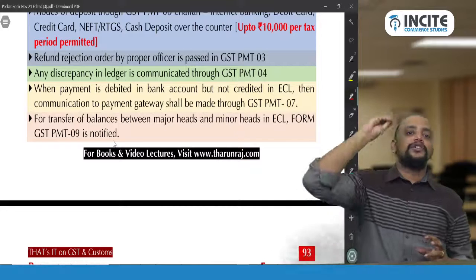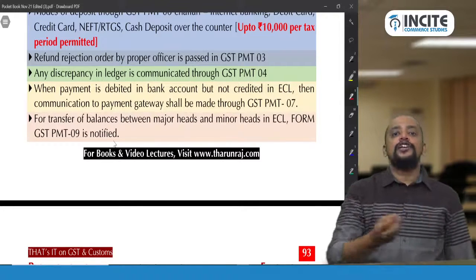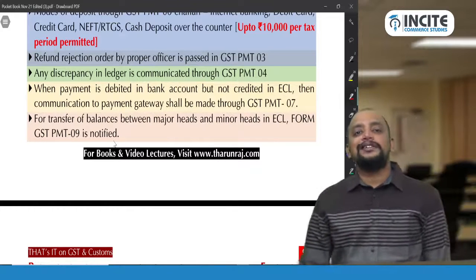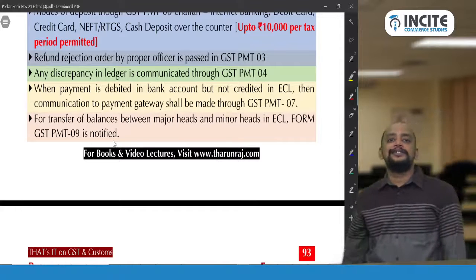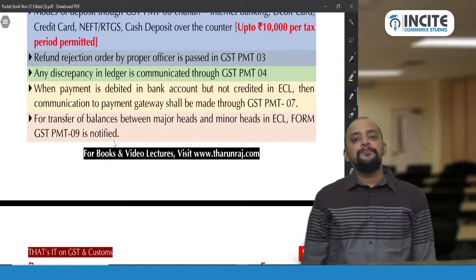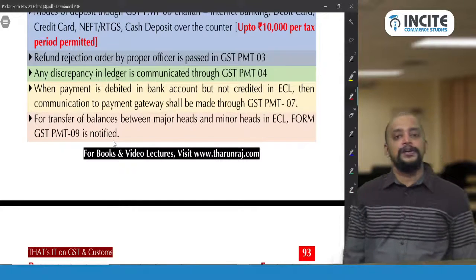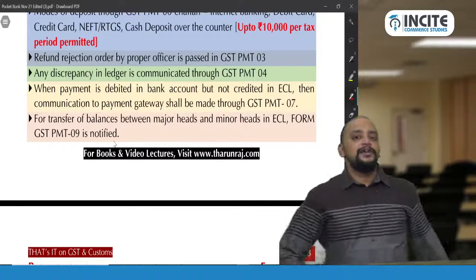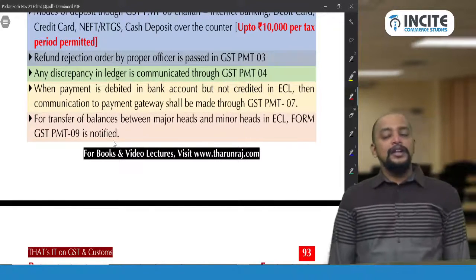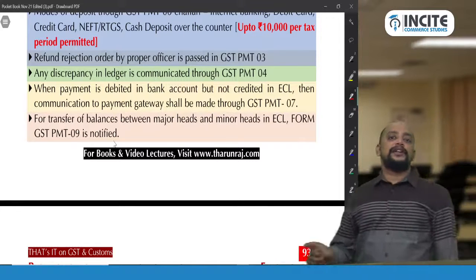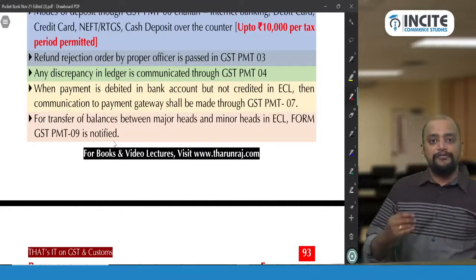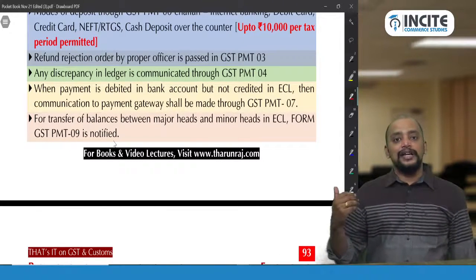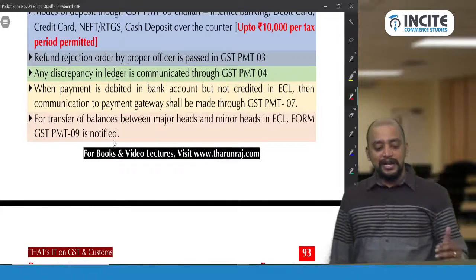Whichever cell you want to pay, accordingly you need to make the deposit into the respective cell. Say for example, instead of IGST 20,000, you deposited CGST 10,000 and SGST 10,000 rupees, and now you need to pay IGST of 20,000 rupees. At the time of deposit, there was a mistake. So now you can transfer the balances from the CGST cell and SGST cell to the IGST cell. Between these 20 cells, from anywhere to anywhere, you can transfer the balances. For that, we need to file one form, PMT 9, for transfer of balances between major heads and minor heads. So in the electronic cash ledger, form GST PMT 9 is notified.